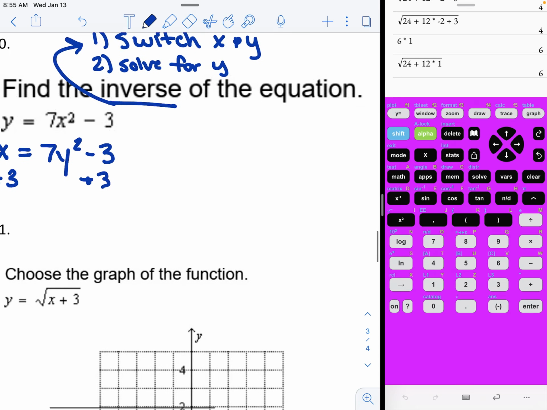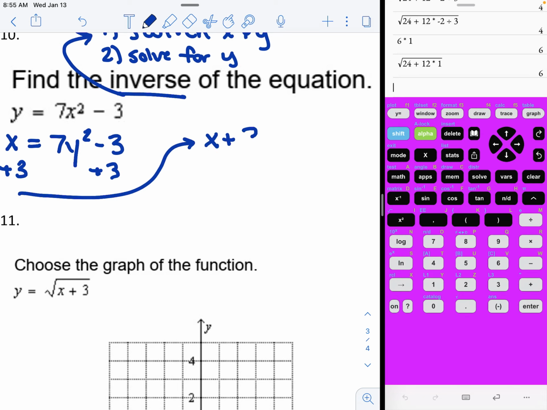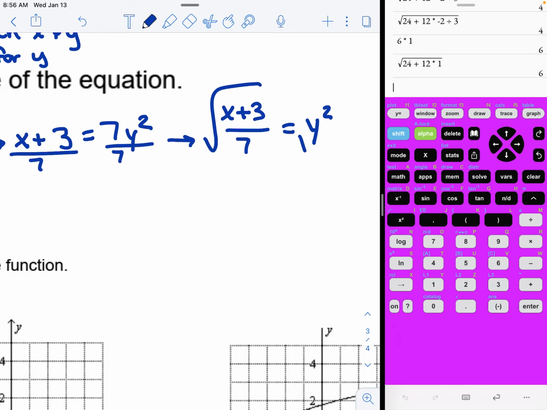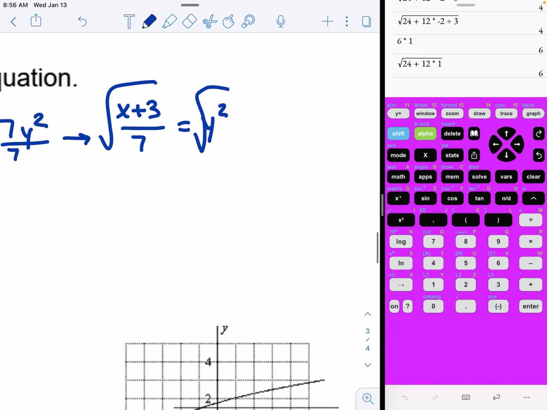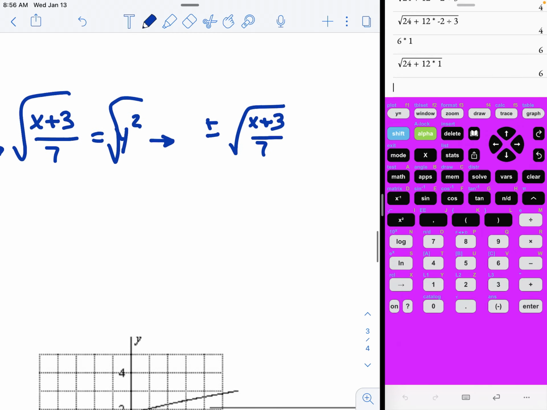I'm going to move over because I am running out of room. Wow. What's that going to be? X plus 3 equals 7y squared. Divide by 7. Move over because, again, I'm running out of room. So it's x plus 3 over 7. Take the square root. When you physically draw a square root sign, remember to use plus and minus. Sorry, I know I wish I could work down, but I'm working over. So we'll have a positive and a negative square root of x plus 3 over 7. That equals y. This is your inverse equation.